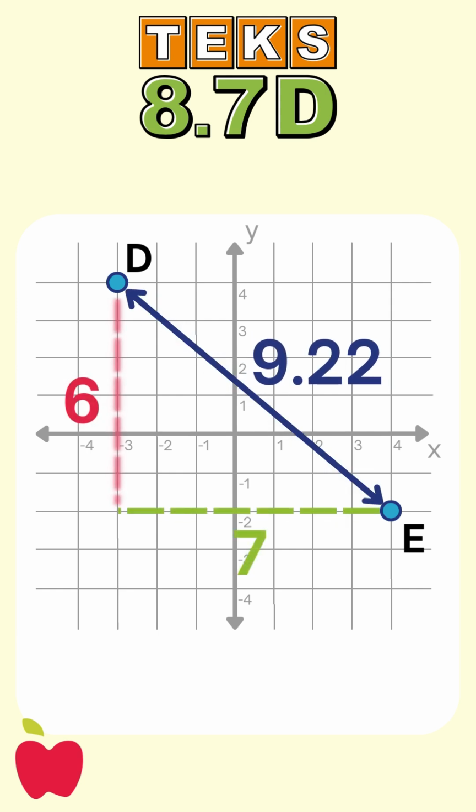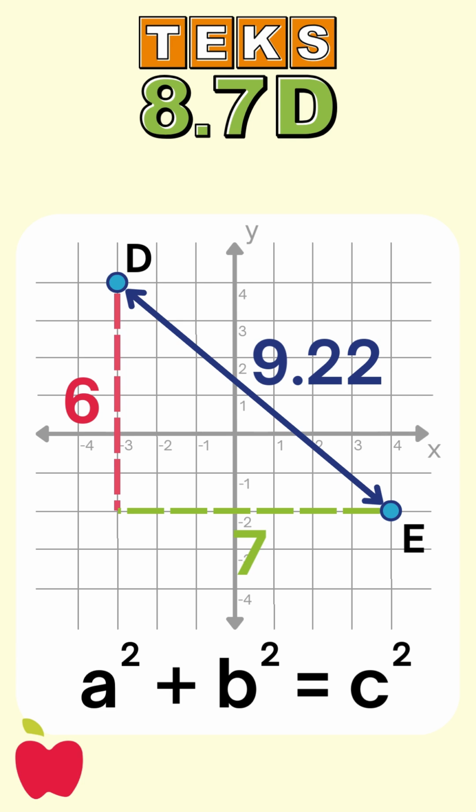Remember, the Pythagorean theorem is a great way to find distances between 2 points on a coordinate plane, as long as the points don't share the same x or y values.